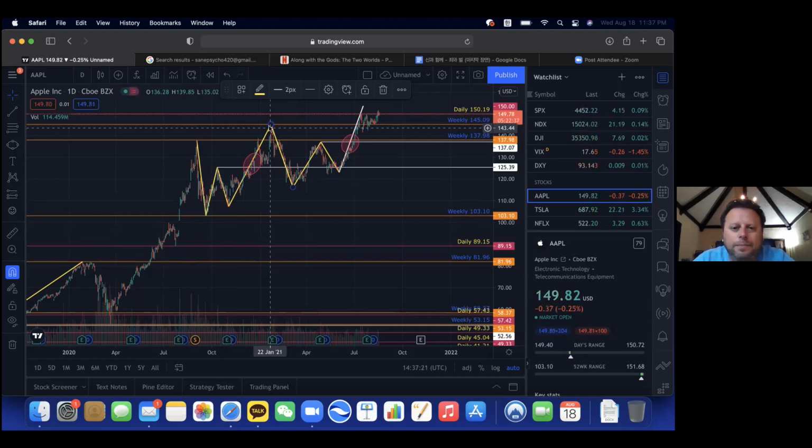Now, why does it make sense that Apple respects these weekly and daily levels? Here's what I was taught, and I'm going to talk about this more next week. This gets a little bit, I almost want to say spiritual, but there are millions of people who invest in Apple. Hundreds of thousands at least, but probably millions.